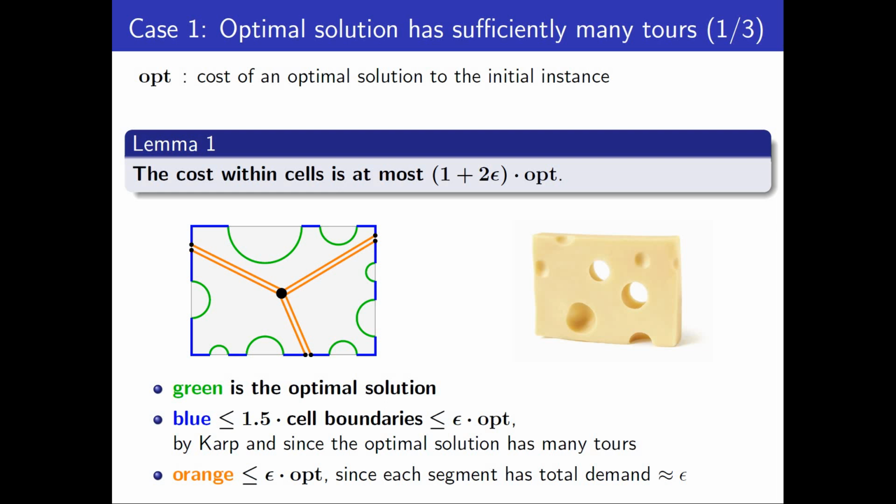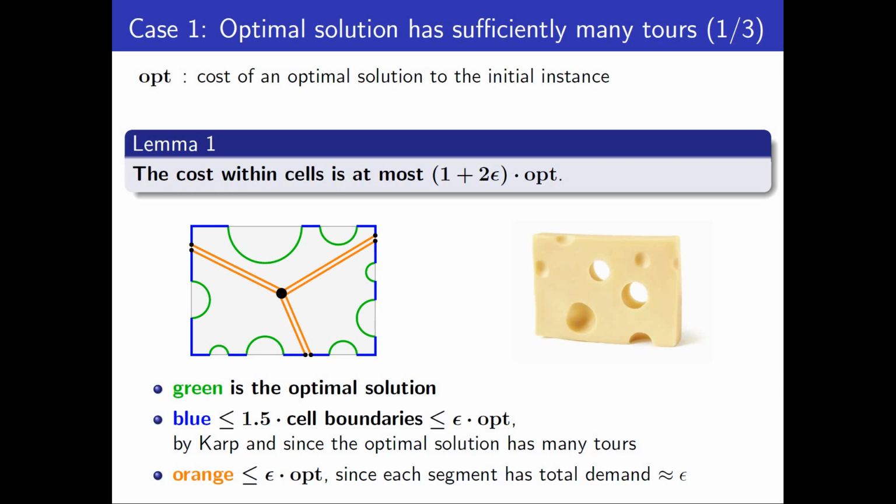Then we partition the TSP tour into segments of total demand roughly epsilon, and we add the orange connections between the endpoints of the segments and the center of the cell. The overall cost of the green curves over all cells is at most opt. In each cell, the cost of the blue part is at most 1.5 times the boundary of the cell by Karp's argument. Since the number of cells is a constant, while the optimal solution has a super-constant number of tours, the overall cost of the blue parts over all cells is at most epsilon times opt.